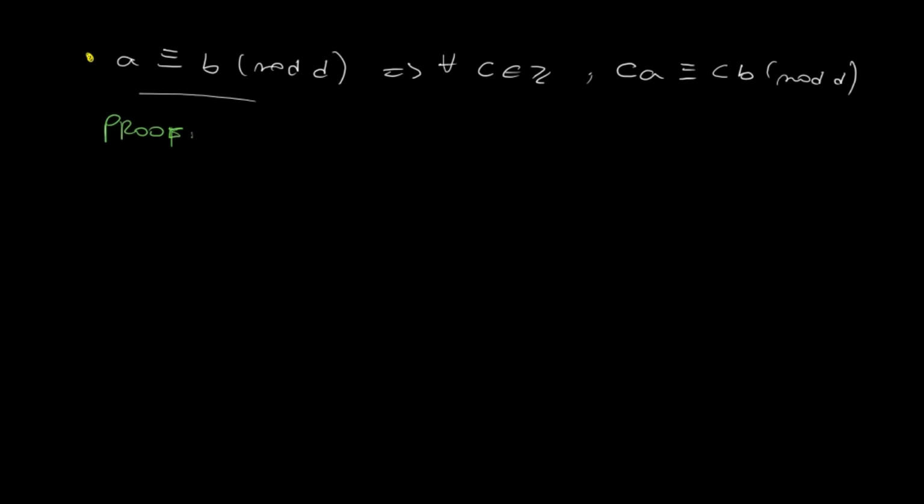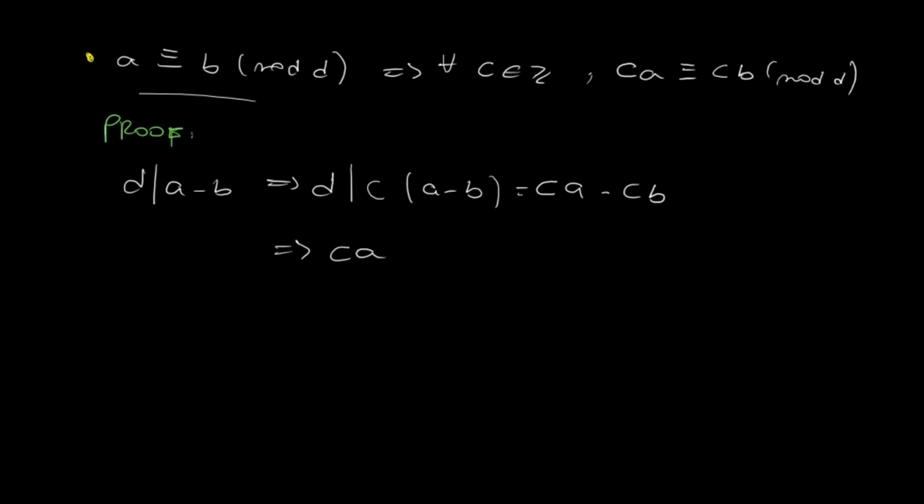So we know that a is congruent to b modulo d, so d divides a minus b. And we saw in a previous video that if we had this, then d would also divide c times a minus b. And we can use the distributive property here and say that d will divide c times a minus c times b. And then we use again the definition of congruence, and we have exactly what we wanted, that c times a is congruent to c times b modulo d.